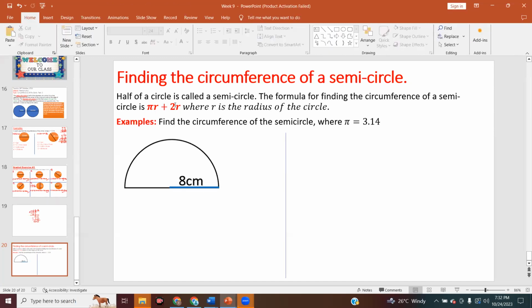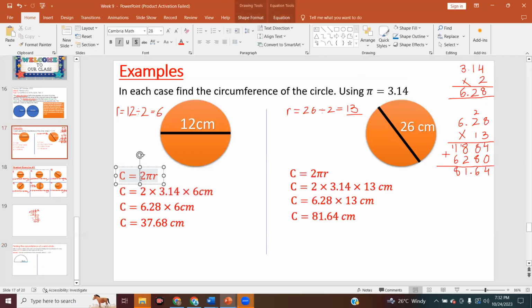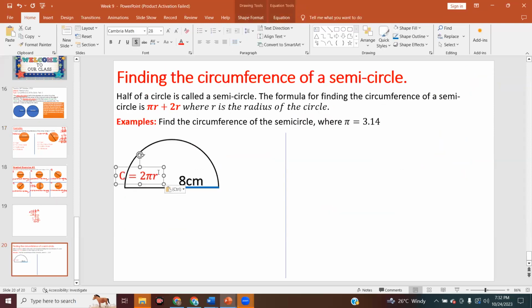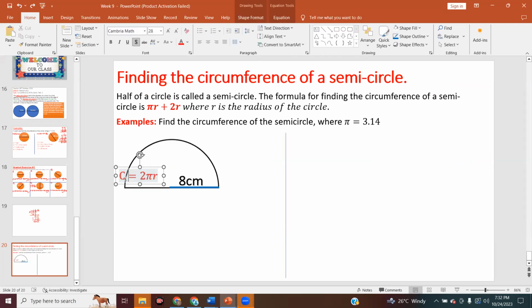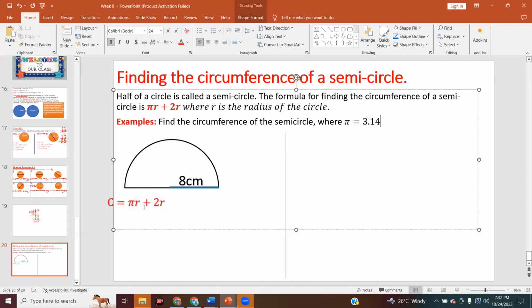All right, so remember what the formula is. We're trying to find the circumference of the semicircle, not the circle anymore. We can't use 2 pi r. What's the formula again for the semicircle? Pi r plus 2r. Very good. That's the formula for the circumference of the semicircle, pi r plus 2r.